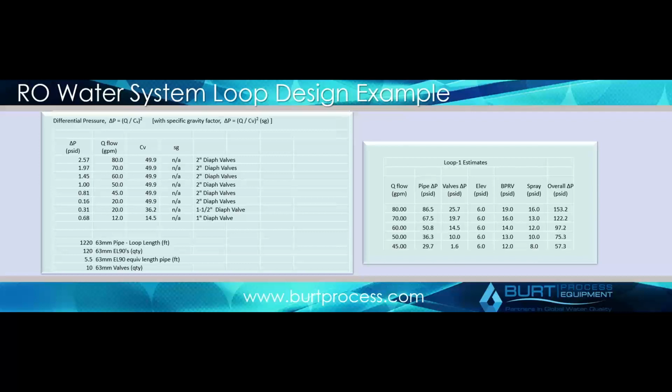If you're either a plumbing or a process engineer, this is the type of exercise that you're going to need to go through to properly size the pressure, in addition to comparing that to your actual flow going through your system.